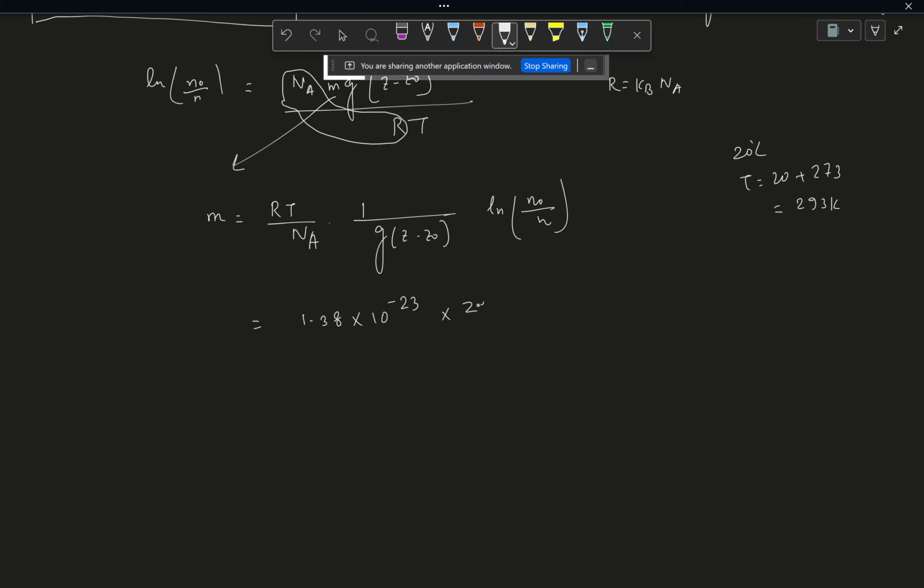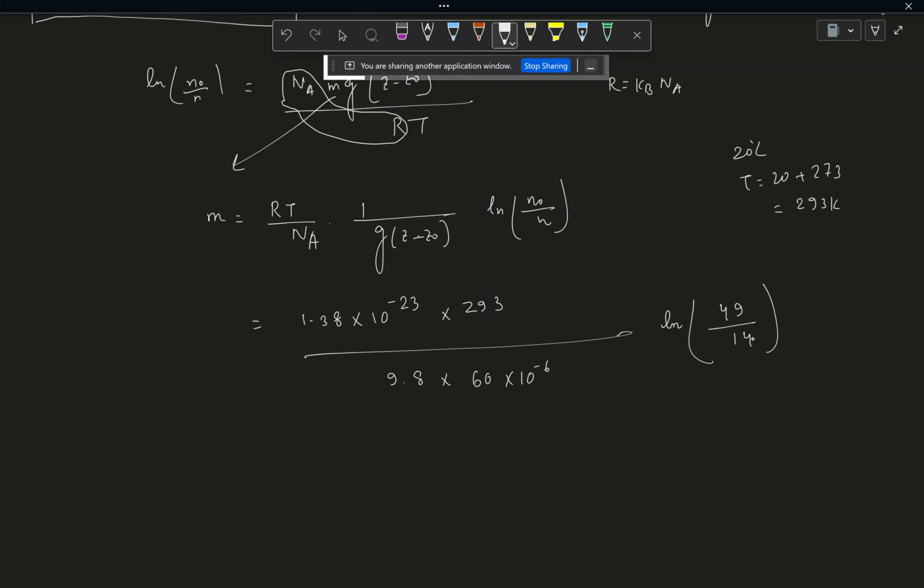So the T is 293, divided by your g value, which is also given in the question. This is 9.8 SI, and z minus z naught is the height difference between the layers, which is 16 into 10 to the power minus 6 meter. So everything is in SI here, and n naught by n is basically 49 by 40.